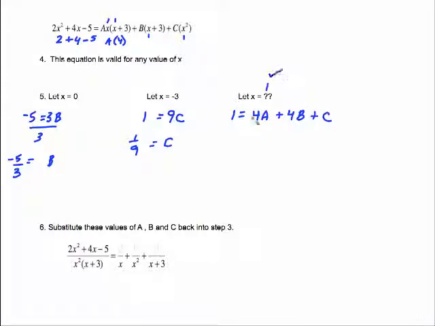And why did I pick 1? Because that arithmetic looked to me like it would be pretty easy. You pick whatever you want, but you'd like the arithmetic to be easy. Now what do we do with this? We substitute in these values that we already figured out.